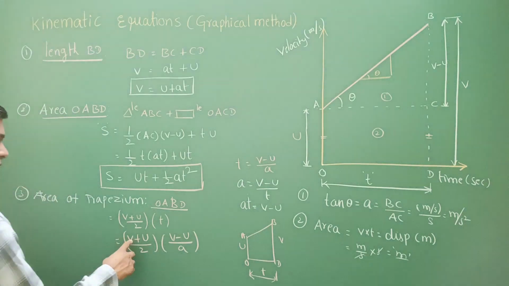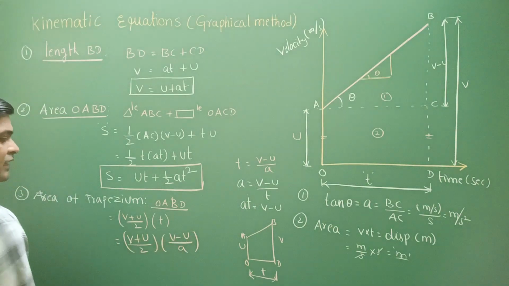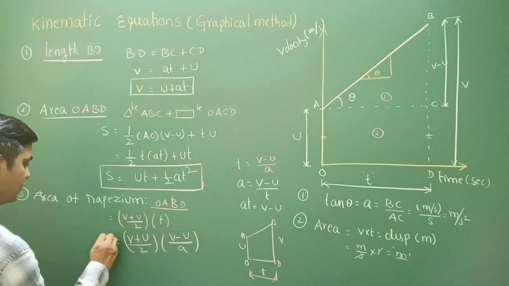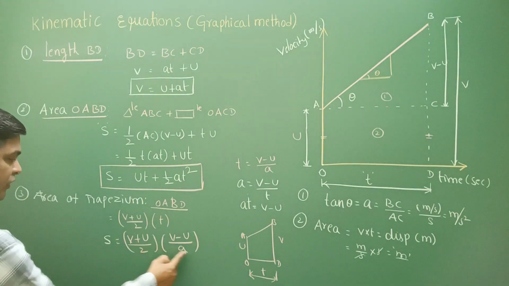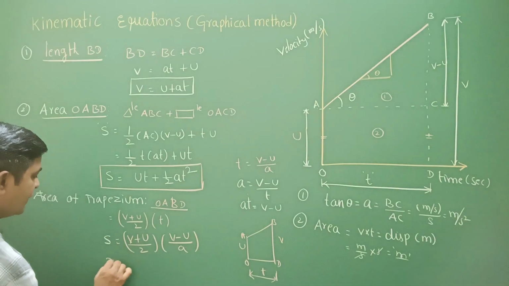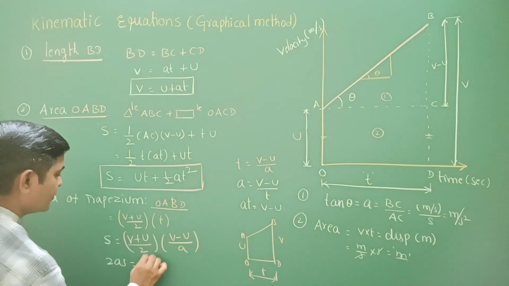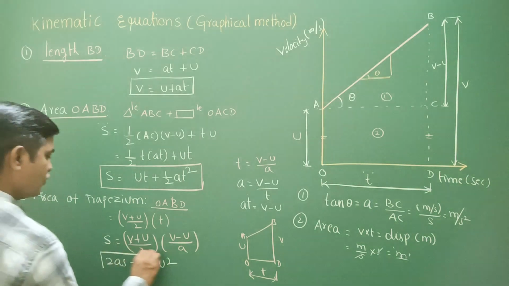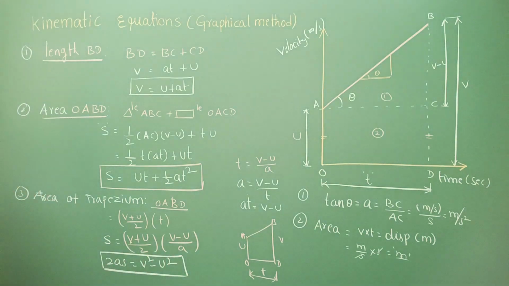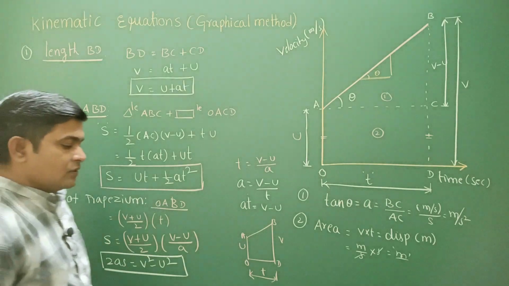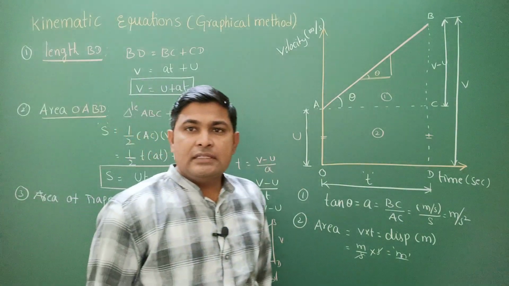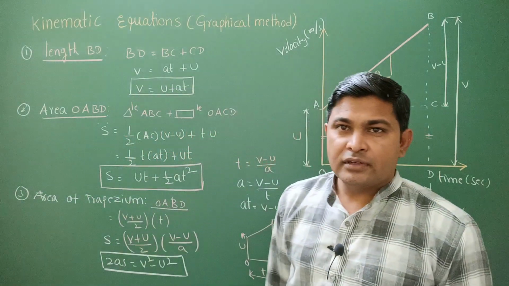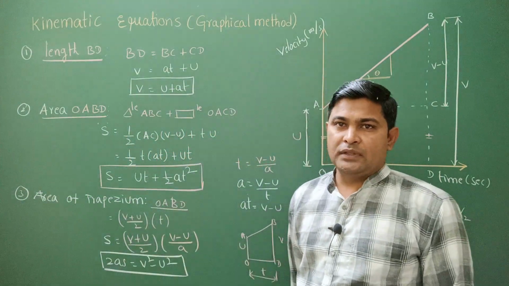So that equals something like a plus b into a minus b, a square minus b square. And what is the value already we have here? It is the S value. So 2a, if you cross multiply this side, 2AS equals V square minus U square. So finally what we got? We got the third kinematic equation, that is V square minus U square equals 2AS. So in this way we can easily calculate the kinematic equations from the graphical method.